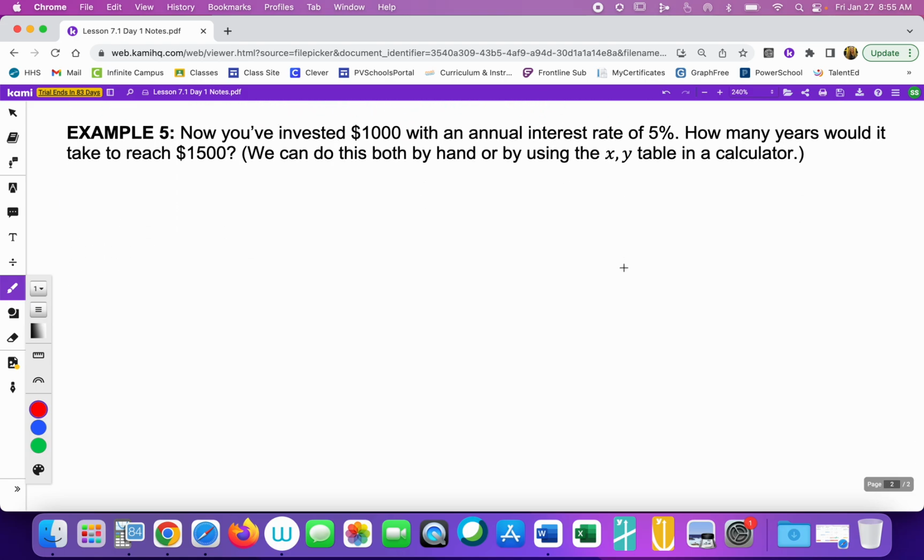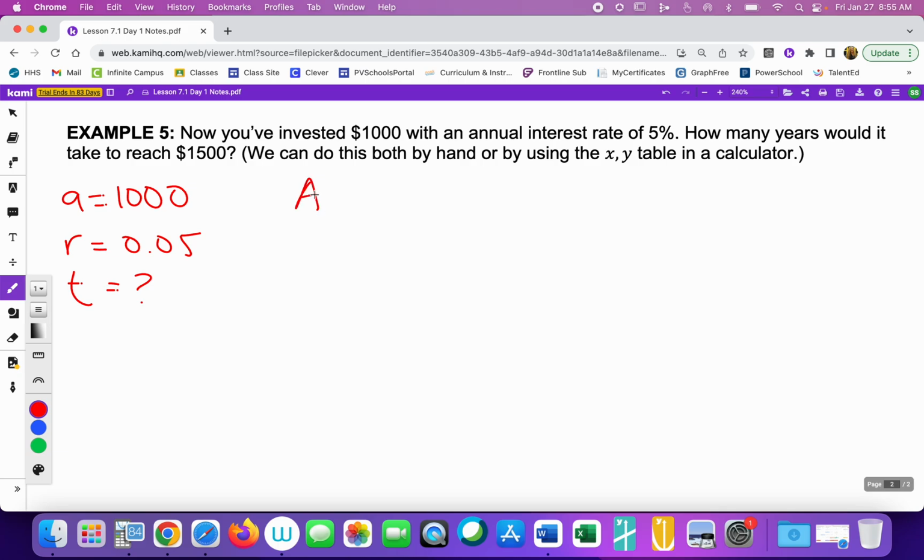All right. Now, it's the same information. So you've invested $1,000. So that's your A, lowercase a value, with an annual interest rate of 5%. So that's your R. How many years would it take to reach $1,500? So we don't know T. Now, could you put $1,500 where the A of T is and do that? Yes, but we actually haven't learned how to do that yet to solve for what an exponent would be. That's coming this unit.